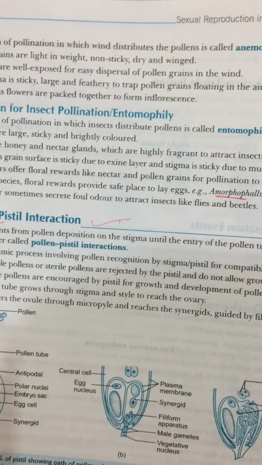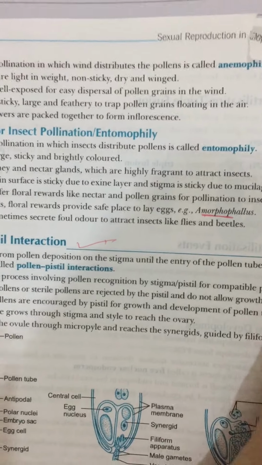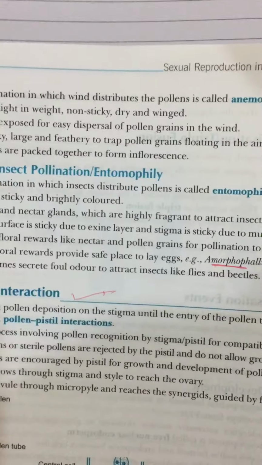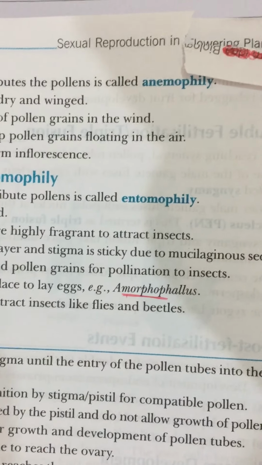Students, in the last video we were talking about entomophilous flowers and their characters. Now let's continue with it. In some other species, the floral rewards are in providing safe places to lay eggs. One such example is Amorphophallus, the tallest flower, which is approximately 6 feet in height. It provides safe places to lay eggs for the pollinator.